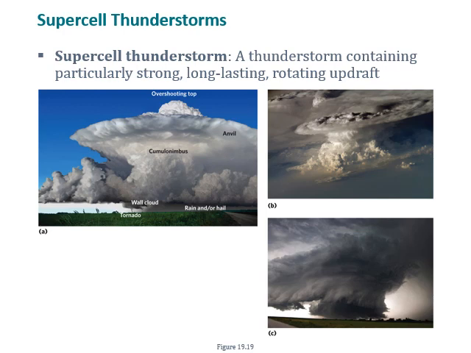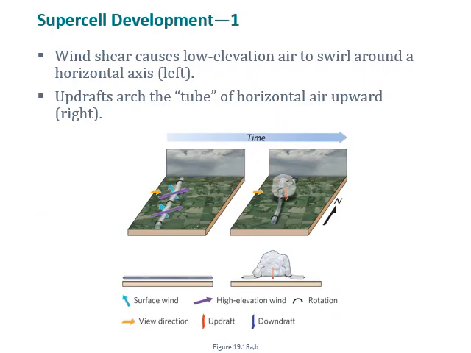Supercell thunderstorms are thunderstorms containing particularly strong, long-lasting, rotating updrafts. These are shown in the figures below A, B, and C. The development of a supercell is somewhat complicated because it involves a decent amount of mathematics and physics describing forces like torque and shear. However, we'll go in a broad description of the development of a supercell.